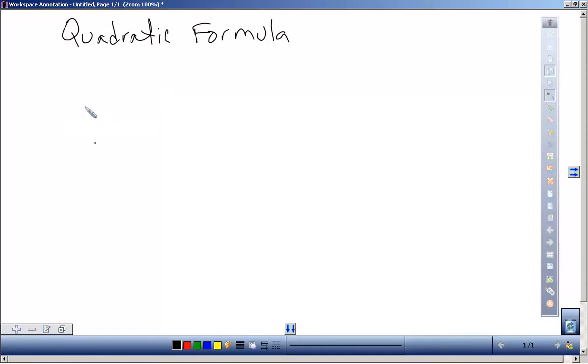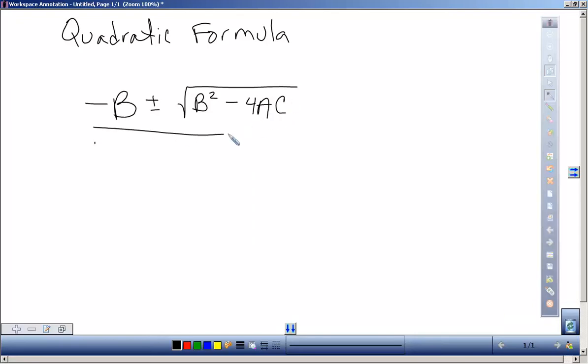Some teachers use a song to help you remember. Opposite of b plus or minus the square root of b squared minus 4ac, all over, whole thing over 2a. And that is the quadratic formula.